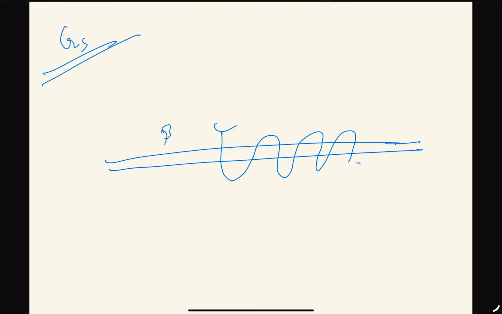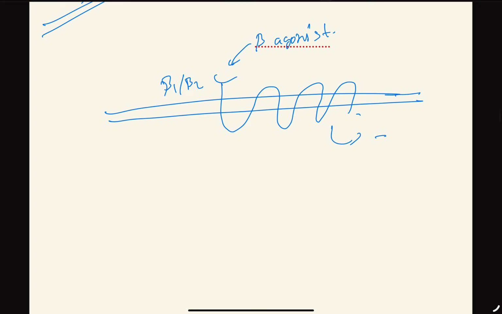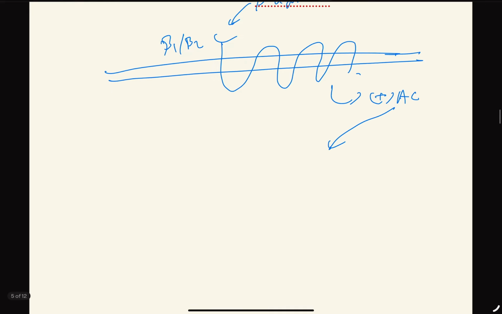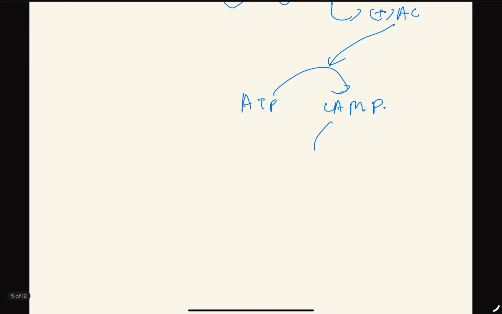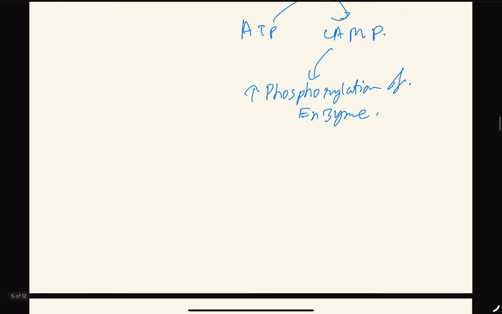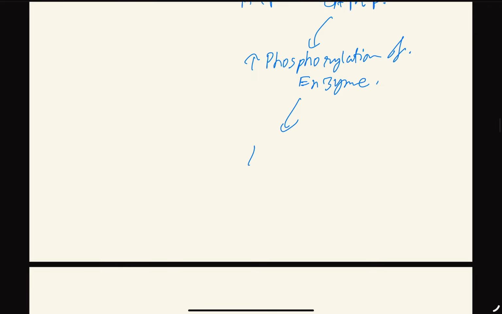This is the beta receptor, beta 1 or it can be beta 2. When the beta agonist binds with this receptor, it activates adenylyl cyclase, which increases the production of cyclic AMP from the ATP, and it increases the phosphorylation of enzymes, and that causes enzyme activation and produces a biological effect.